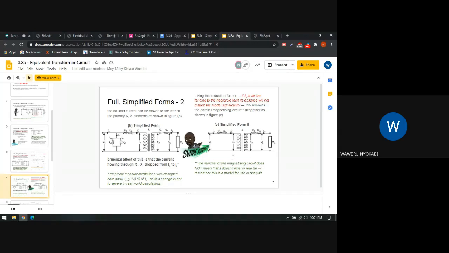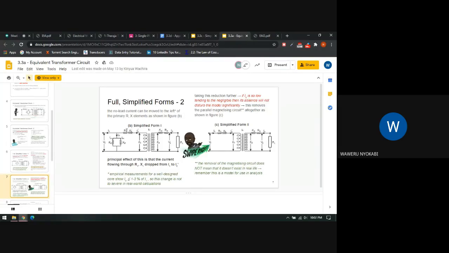I hope you guys have understood that. So you remember it's very small. So the way we were saying that, let's say for E1, it would be E1 is equal to V1 minus I1 Z1, and the I1, which is I0 plus I2 prime, is multiplied by the impedance, which is the resistance and the reactance.